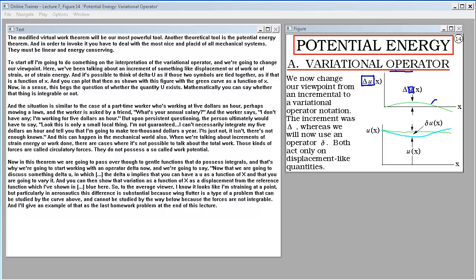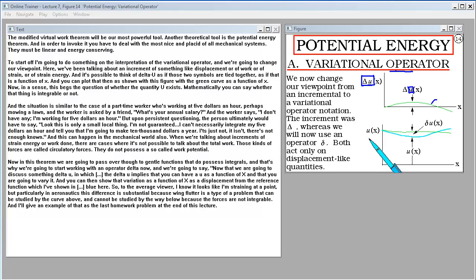And this can happen in the mechanical world also. When we're talking about increments of strain energy or of work done, there are cases where it's not possible to talk about the total work. Those kinds of forces are called circulatory forces. They do not possess a so-called work potential. Now, in this theorem, we're going to pass over, though, to gentle functions that do possess integrals.